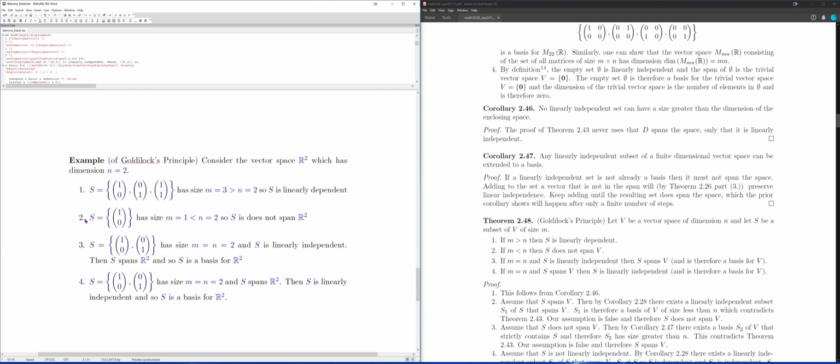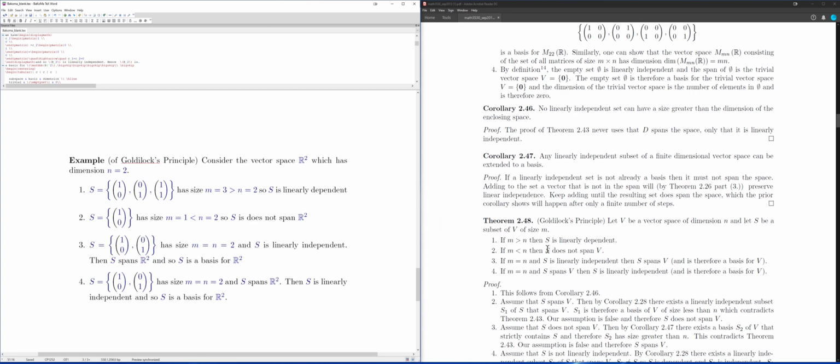So if you have a vector space of a certain dimension and you're looking at a subset whose size is less than the dimension, then this subset cannot span R2. And this is nice because it saves you a certain amount of work. If the subset falls into this particular case, you can just invoke Goldilocks.